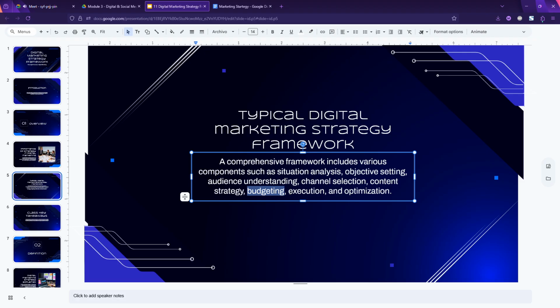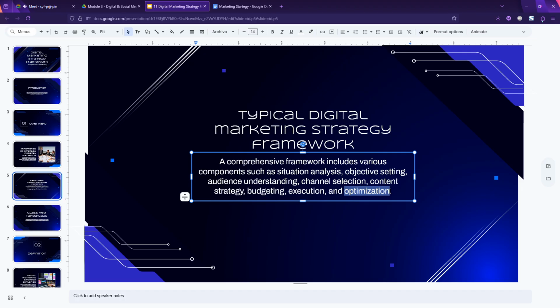Then there's execution. Execution is where we are working on it. In execution, we will have a timeline for when we are doing it and for how many days we are doing it. And optimization is where we are looking at the data analysis, and then we are allocating more budget into it. Maybe we are doing A/B testing, so those things will come later on.